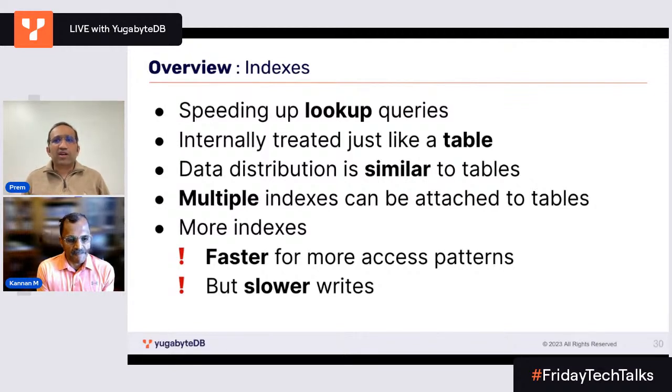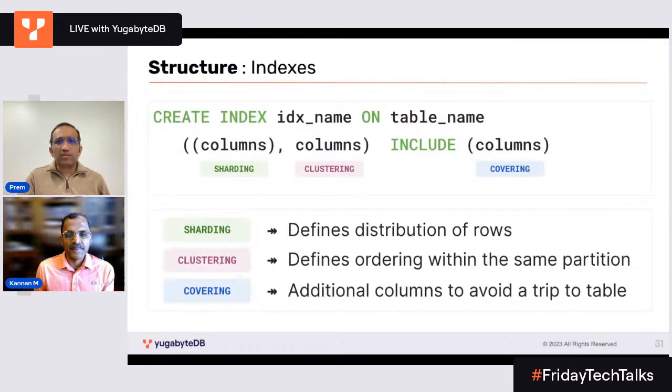Indexes are internally treated just like tables. They are designed internally like tables in YugabyteDB, and the data distribution is also very similar to tables. Multiple indexes can be attached to a table for speeding up different types of access patterns. But remember, writes can become slower as each write has to update multiple indexes.